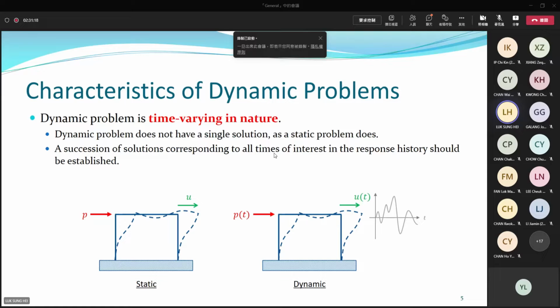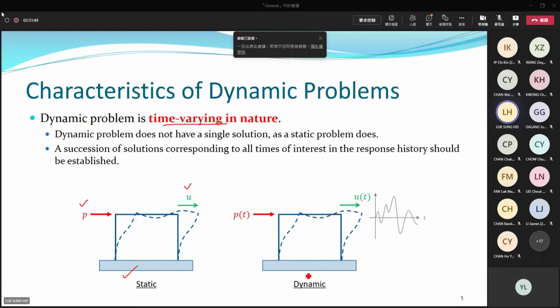There are some basic characteristics I would like to talk about first, to let you know the difference between static and dynamics. The first one we have already gone through: in a dynamic problem, all the properties are time-varying in nature. What is the meaning of time-varying in nature? For a static problem, when you apply a constant force on top of a structure, you can find one unique solution, 10 mm or 100 mm, a single unique solution.